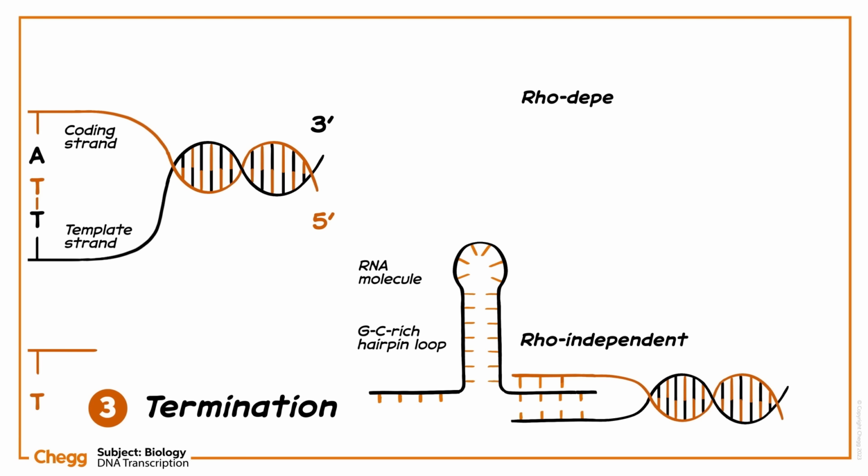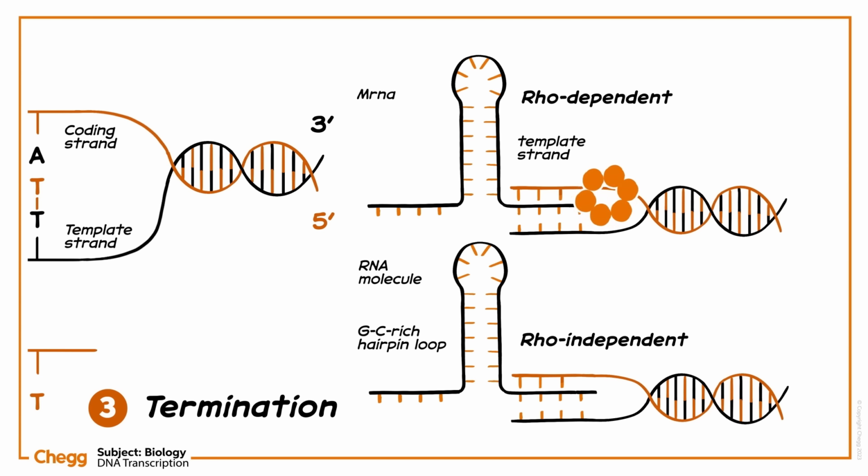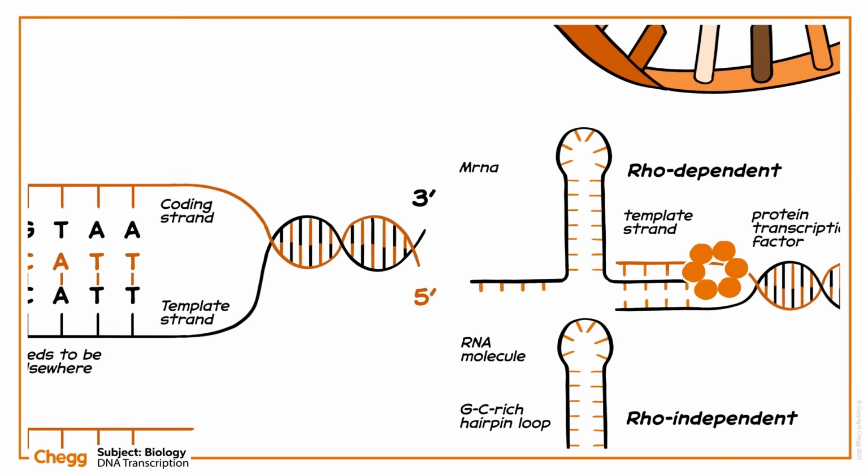In rho-dependent termination, however, the interactions between the mRNA and template will be stabilized by the rho, which is a protein transcription factor. Once termination has concluded, the new RNA will get released.